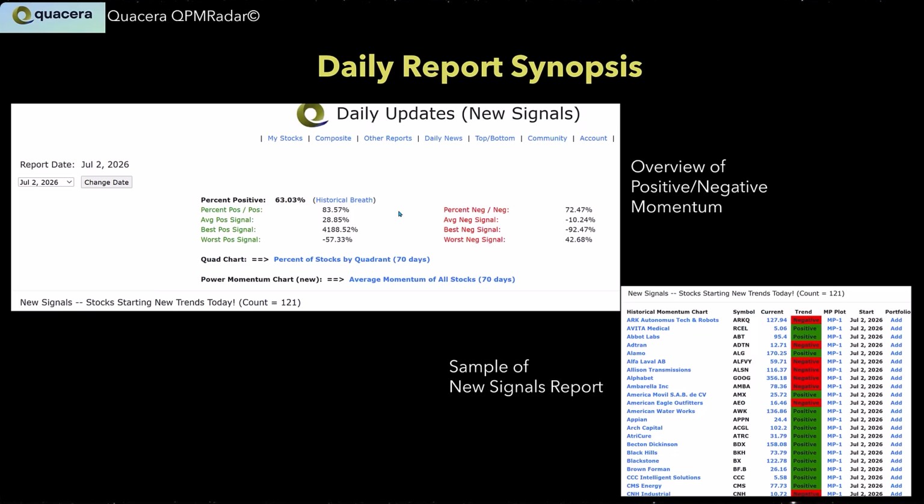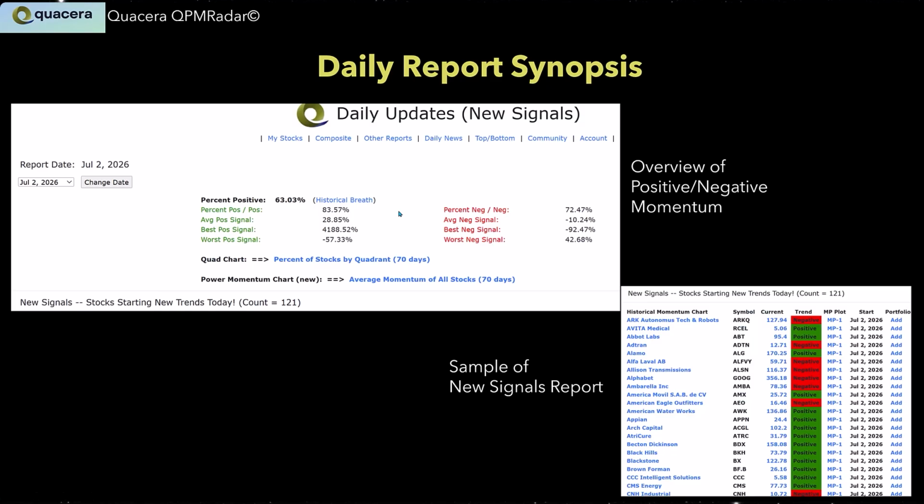And we're also looking at the efficacy of these signals. We want positive ratings to have a positive return and negative ratings to have a negative return. In this case here, 83% of the positive signals have a positive return. And this was July 2nd, 2026. In a roaring bull market, 72% of the negative signals had shown a negative performance.